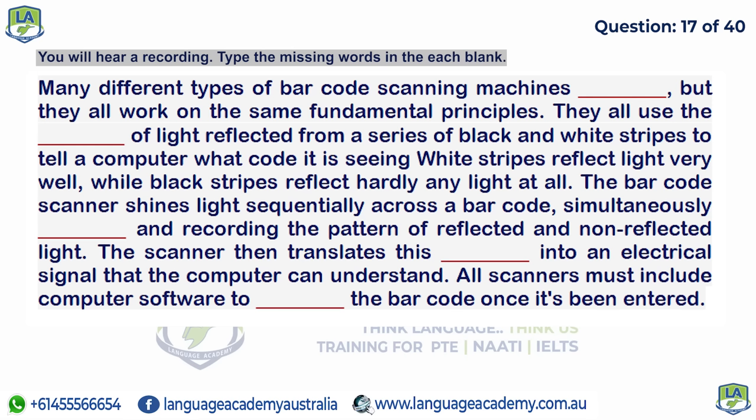The barcode scanner shines light sequentially across a barcode, simultaneously detecting and recording the pattern of reflected and non-reflected light. The scanner then translates this pattern into an electrical signal that the computer can understand. All scanners must include computer software to interpret the barcode once it's been entered.